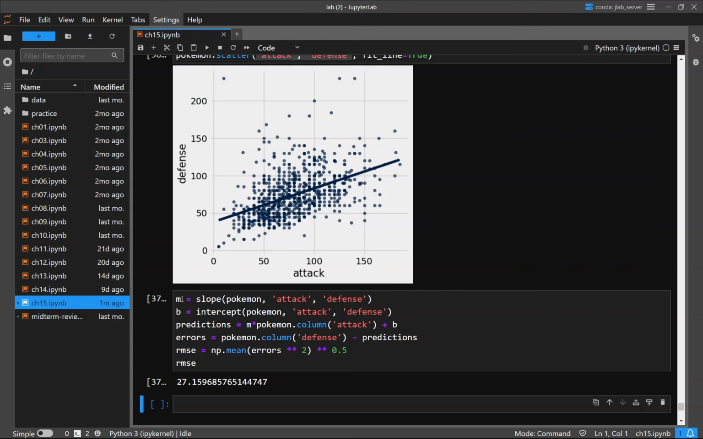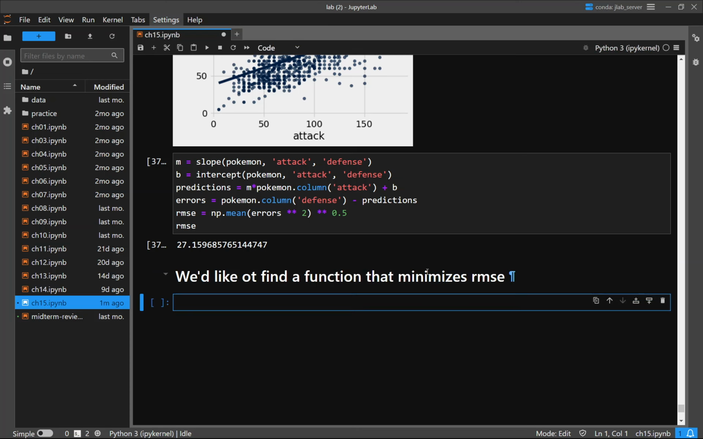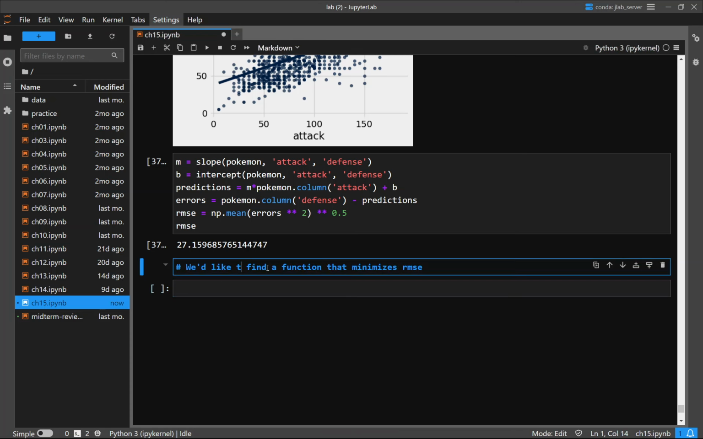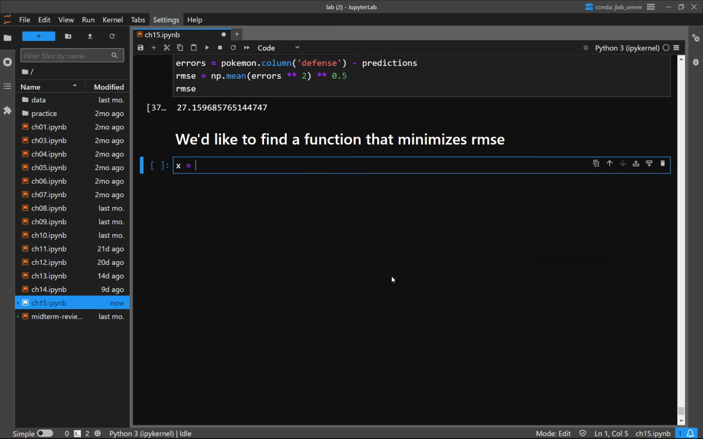That'll be fun. So let me just show you minimize in the first place. It's a very nice function. So we'd like to find a function that minimizes root mean square error. Let's make just a simple function, like a parabola real quick. Some x values are 1 to 3 by 0.1s. Some y values are all the x values minus 2, squared, plus 3. And here, let's make a table with the x and y values.